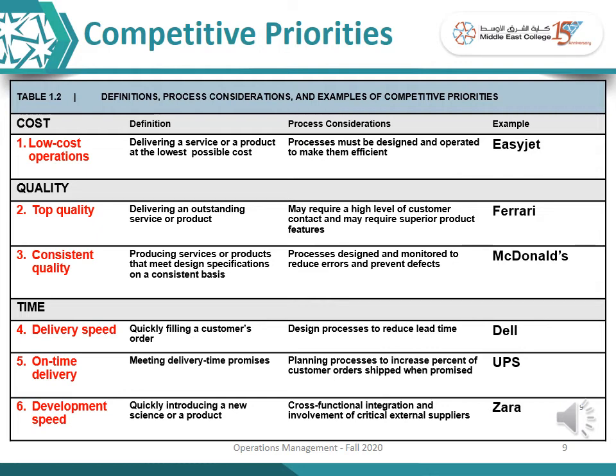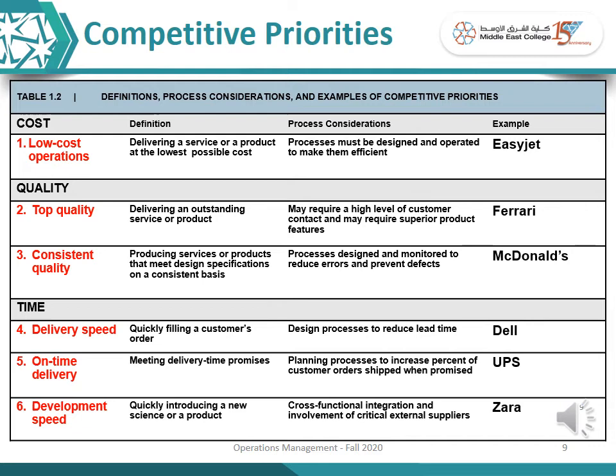So the processes are designed and monitored to reduce errors and prevent defects. Your focus here should be how to reduce defective products, how to make sure the quality is the same, how to test the products. An example for that is McDonald's. If you go to any branch of McDonald's all over the world, it will have the same quality.